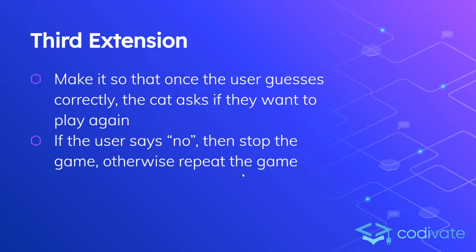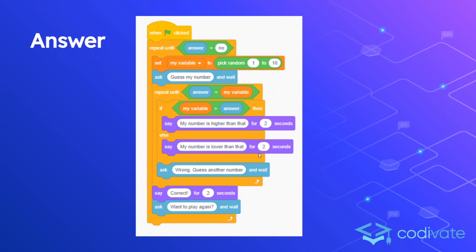Alright, another extension to the same thing. Change the program so that once they guess it correctly, the cat should ask if they want to play again. And if the user says no, stop the game, otherwise repeat the game. Alright, shouldn't be too difficult. Try that. Alright, notice how the code looks slightly different, but it's actually the same, right? All of this stuff inside of the repeat until is the same. The only thing you're adding is you're surrounding it all in a repeat until, and at the very end of it, you're putting want to play again.